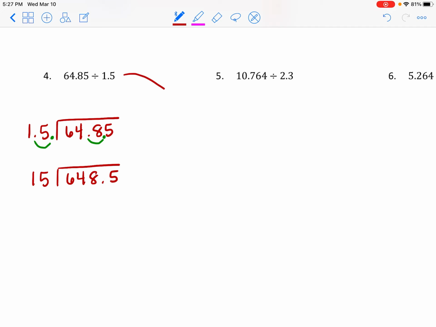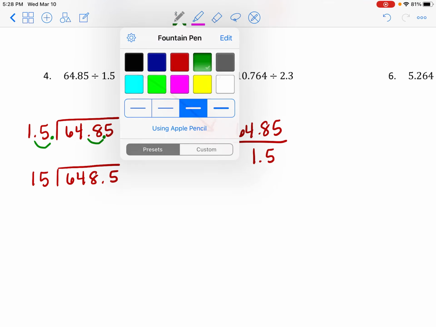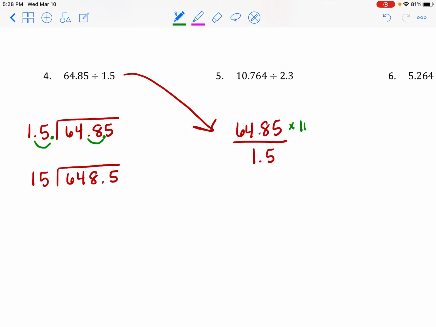So let me take you on a little tangent for a second. Don't write this, just so you understand. We're saying 64.85 is being divided by 1.5. So another way to think about division is as a fraction, right? And with a fraction, we saw that we can make equivalent fractions by multiplying our numerator and denominator or by dividing our numerator and denominator. So for instance, if I multiplied my numerator by 10 and multiplied my denominator by 10, I could make an equivalent fraction. That's something that we do to get common denominators, right?